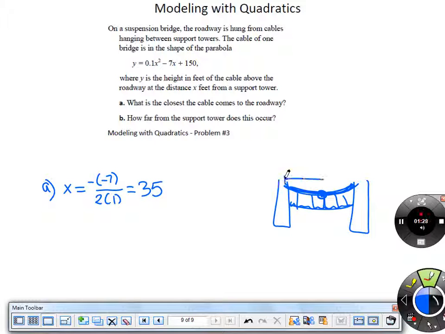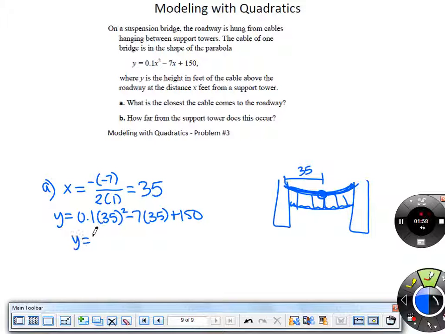So 35 feet over. But that's not telling us how close it comes to the roadway. We would then have to plug in our 35 because it said y is the height above the roadway. And so that's what we are trying to calculate. So we would then go ahead and do this calculation. Again, every time you're plugging in, make sure that you do the order of operations correctly. I wouldn't expect you to be able to do this without a calculator.